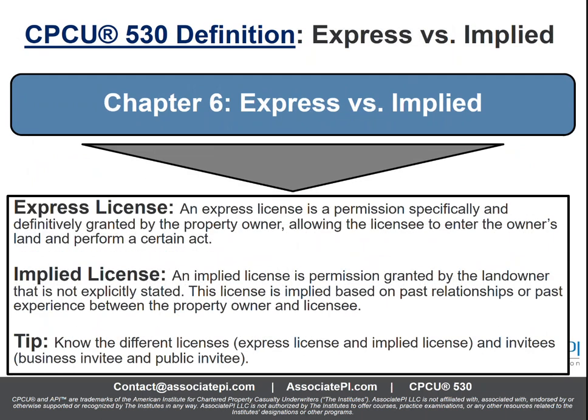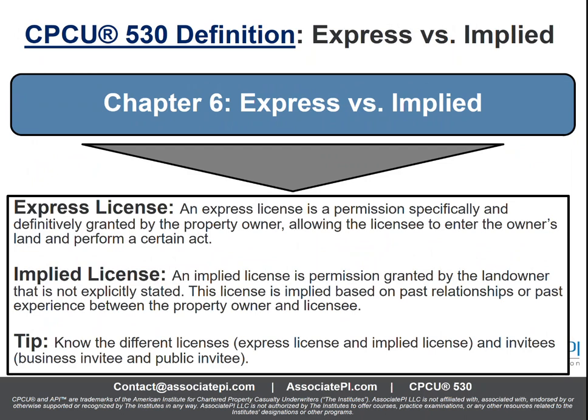Also from Chapter 6, know the definitions of express and implied. So an express license and an implied license. Know the difference between each, because the exam is going to try and trick you and give you an example of an express license, and try and make you choose an answer that's for implied license, and it's going to try and mix and mingle these definitions to confuse you. So know these 2 definitions, know how they are different from each other.